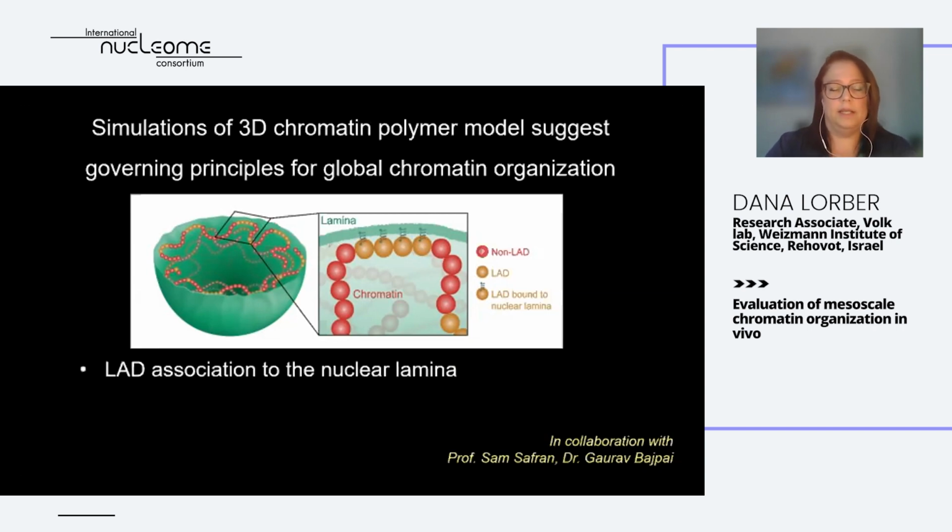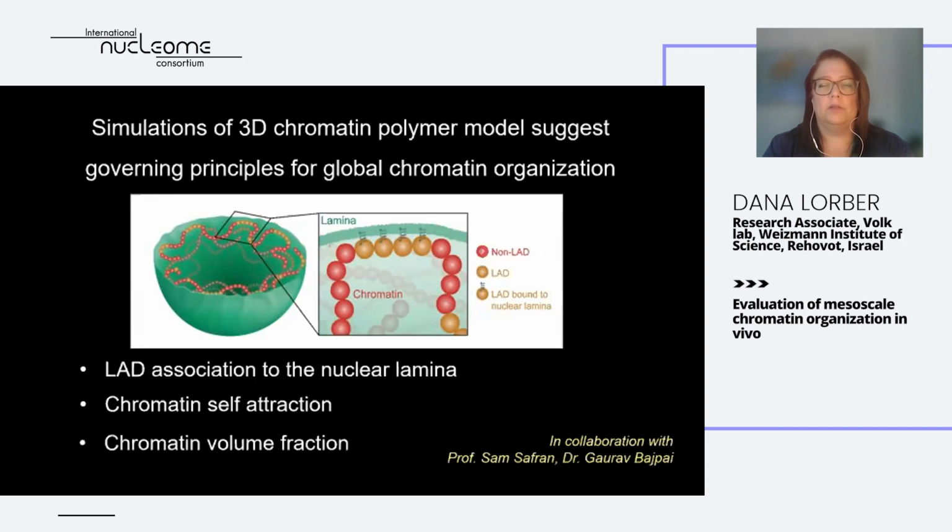The first is the extent of LADs binding to the lamina, pulling the chromatin towards the nuclear envelope. The second parameter is chromatin self-association, pulling it together and phase separating it from the nucleoplasm. And the third parameter is chromatin volume fraction. So what will happen to chromatin organization if we perturb these parameters? Let's first take a look at what happens to chromatin if we change the properties of the lamina.